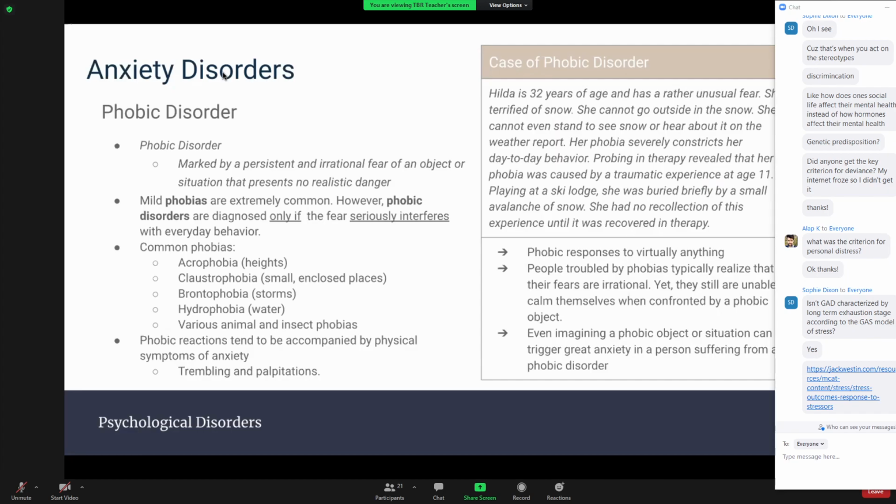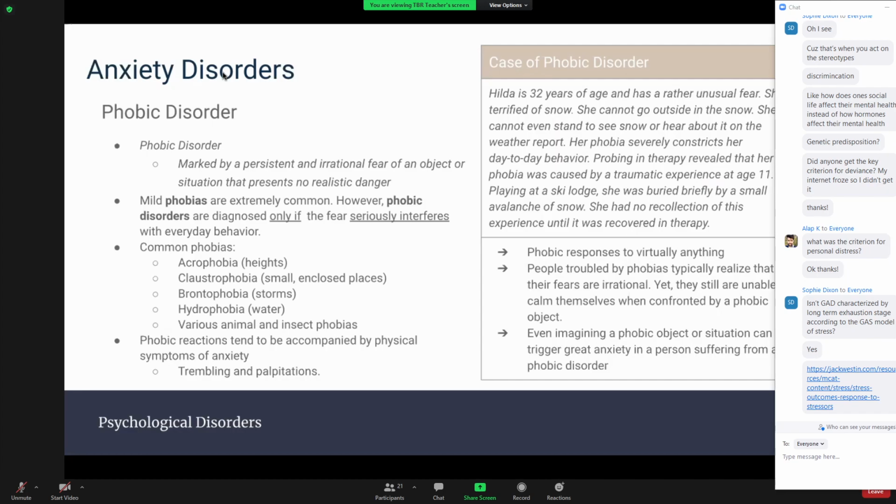Probing in therapy revealed that the phobia was caused by a traumatic event. When she was 11, she was playing at a ski lodge, and then she was buried briefly by a small avalanche of snow. She has no recollection of this experience, but it did come up once she was in therapy. So the thing to take out from this little story is that the phobic disorder is about snow. So it's really common. And it's another example of how it can be anything. It doesn't have to be an animal or a bug.